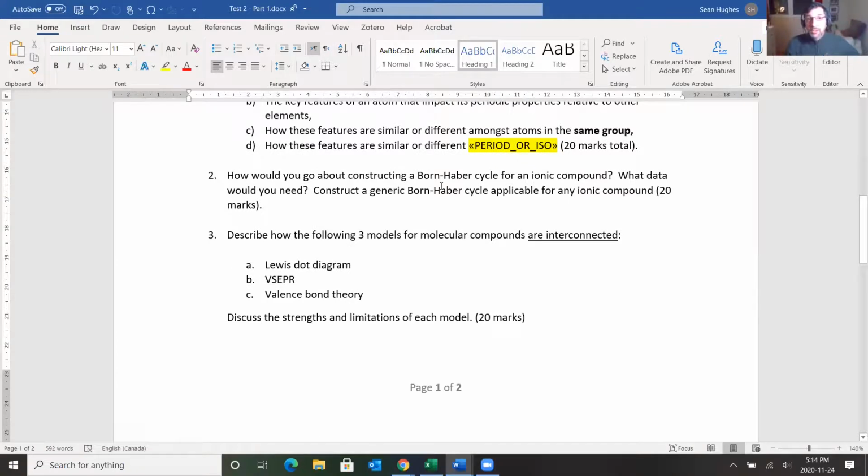Here, how would you go about constructing a Born-Haber cycle for an ionic compound? What data do you need? Construct a generic Born-Haber cycle applicable for any compound. So I don't care what it is. You tell me what you need to think about. So again, very general context. Everyone got the same question. But again, it's sort of tell me what you know.